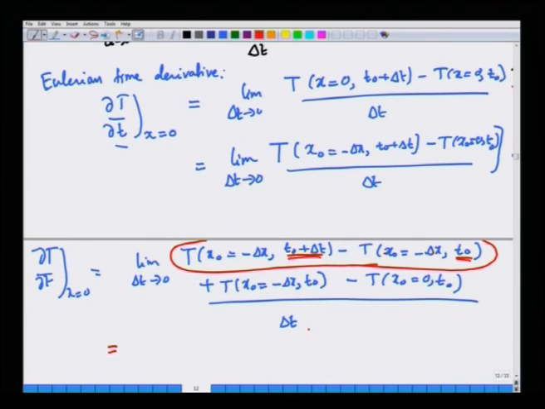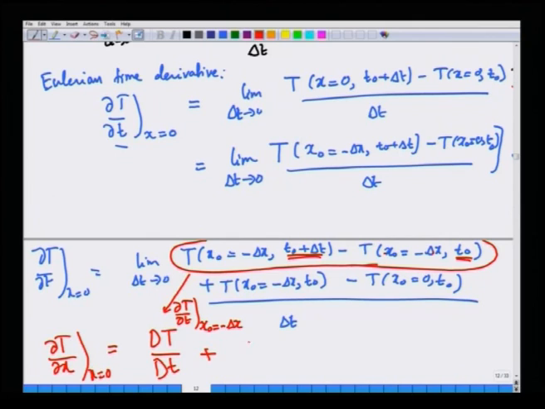So, this is nothing but this term divided by delta t as time delta t goes to 0. The left side remains the normal partial derivative. One of the terms on the right side is the substantial derivative that we want to calculate. This is nothing but partial T partial t as x naught is kept constant, which is minus delta x here, and that is essentially the substantial derivative, plus we have an additional term, let me write it, which we will simplify now.